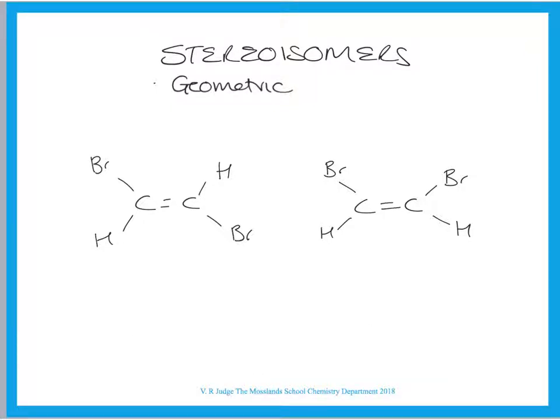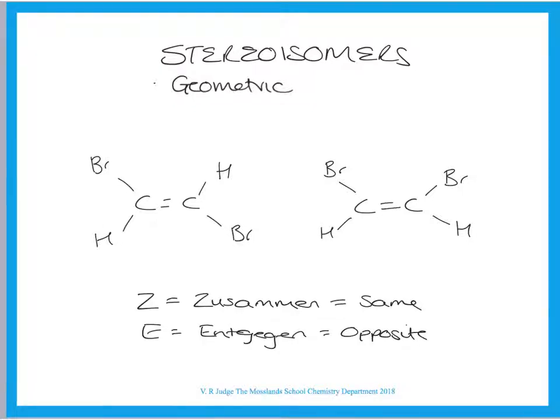Okay, so the way that we name these compounds is we have two letters that go before the names. We use Z and E. These letters come from German, so Z is for zusammen, which means the same, and E for entgegen, which means opposite. So you don't need to worry about what they actually stand for. All you need to know is that Z means same and E means opposite. Now, if you look at these two compounds, it's quite easy to figure out which ones have things on the same side and which ones have things on opposite sides.